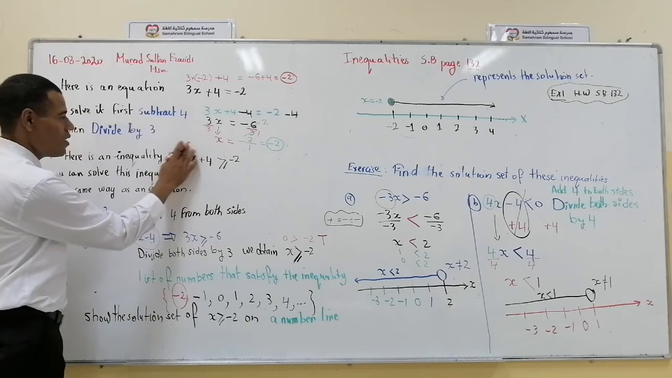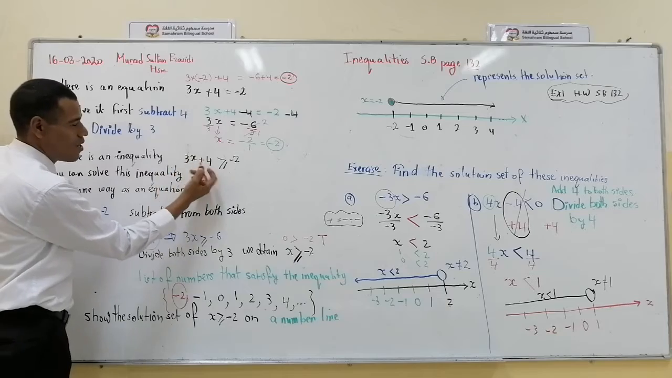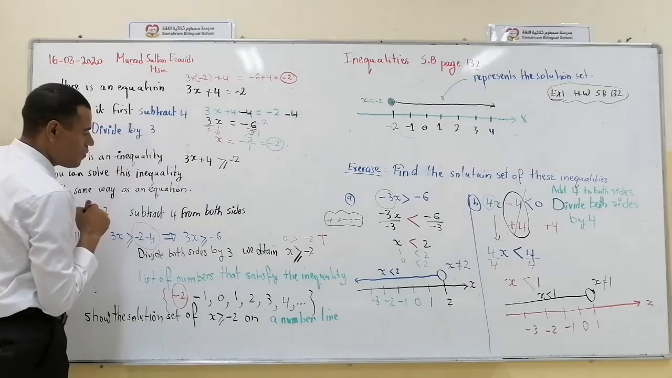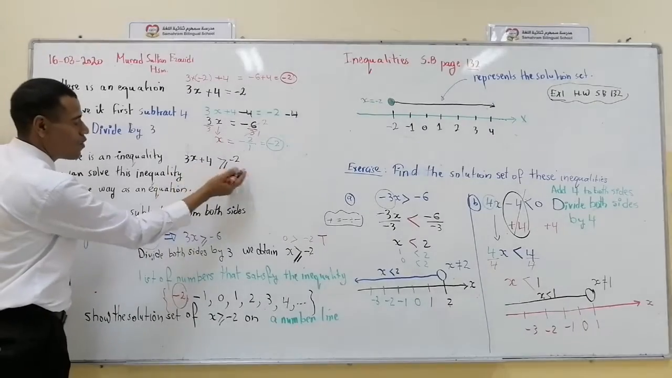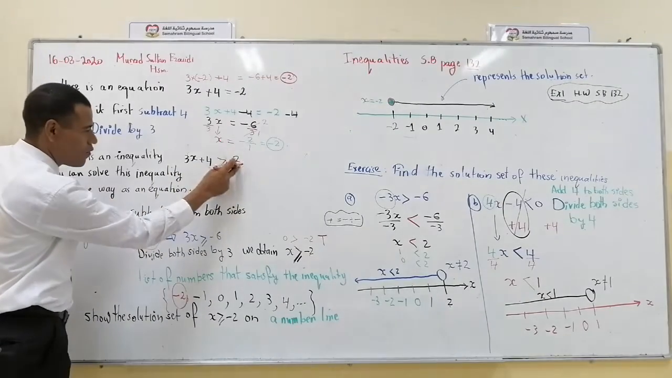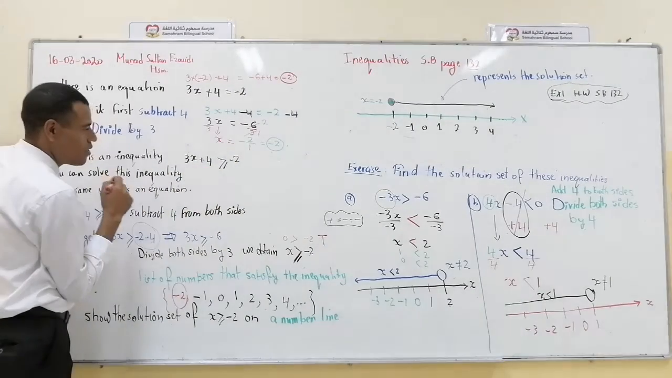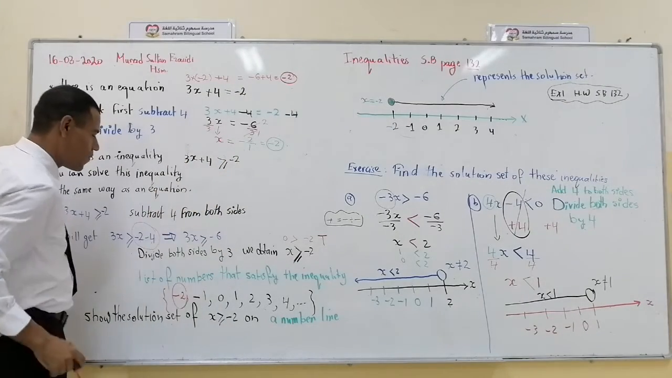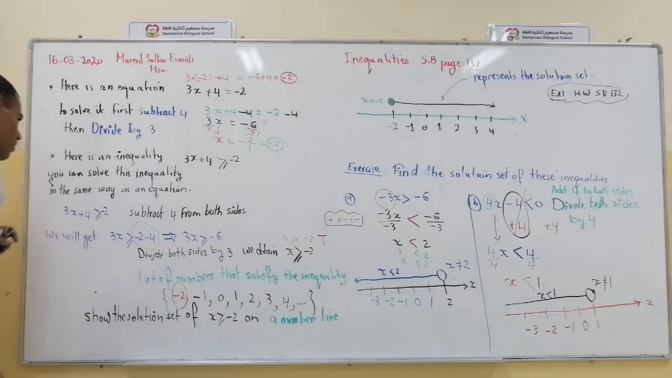Okay, to make x the subject, I should subtract 4 from both sides. Then, after subtracting 4 from both sides, I will see negative 2 minus 4 gives negative 6. Then 3x is greater than or equal to negative 6. I should divide by 3 both sides. Okay.